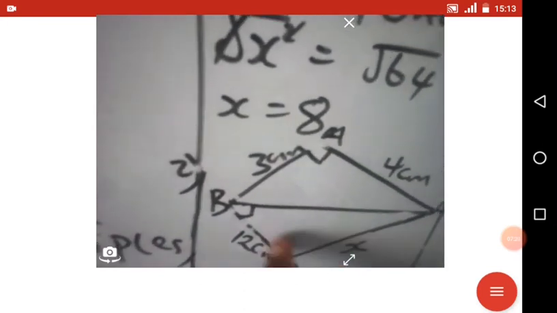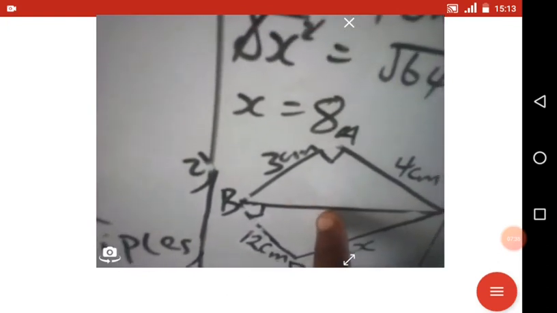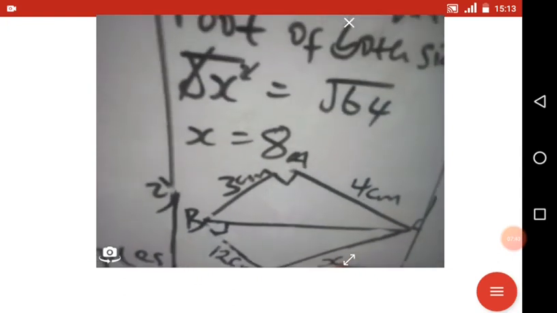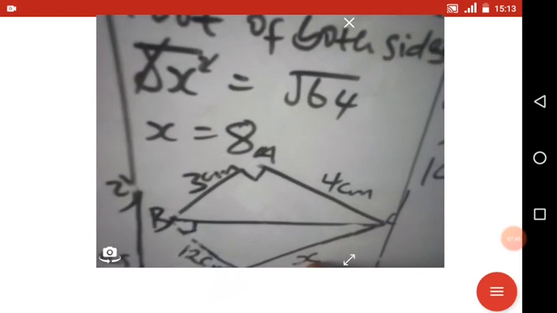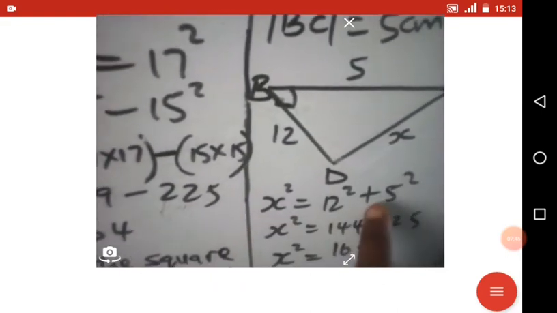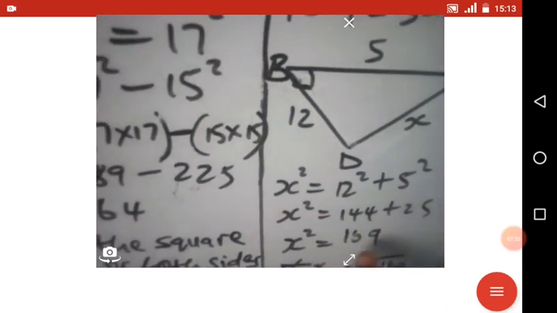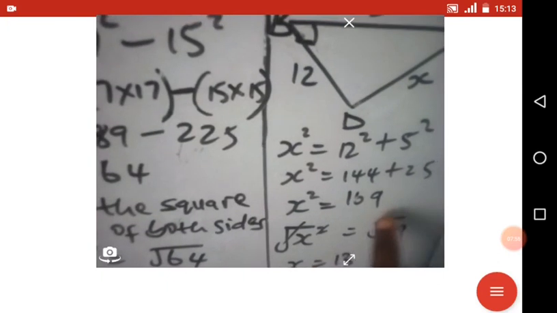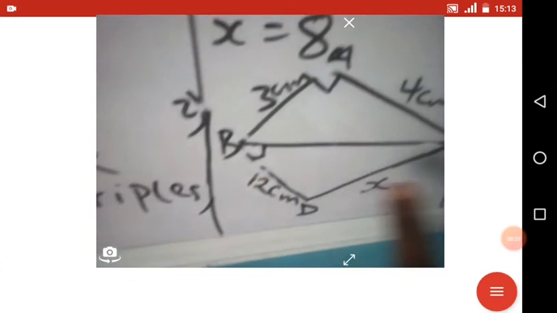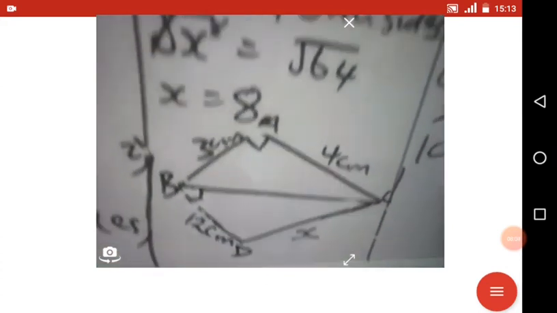You understand? So for us to get this hypotenuse, we also add the square of this one that we just got, and the square of this one. We add this together, we find the square root. That will give us the size for this side. You understand? So 12 square plus 5 square. 12 square is 144. 5 square is 25. 144 plus 25 is 169. You take the square root of both sides. Square root of 169 is 13. That means this line CD, that is x, is 13 centimeters.